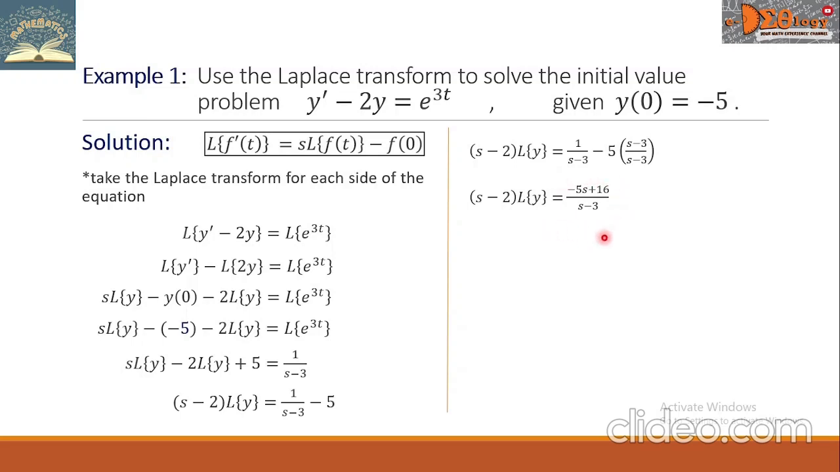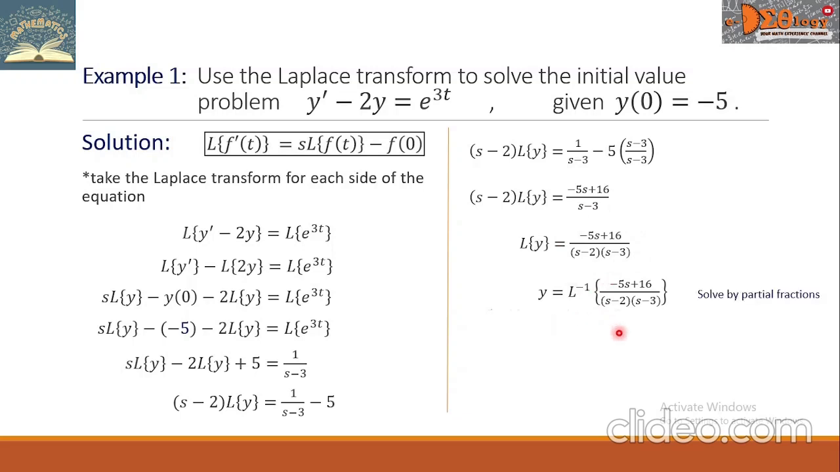Next step, we're going to isolate this L of y on the left side. We're going to multiply this equation by the quantity 1 over s minus 2. And the resulting equation is now like this. L of y equals negative 5s plus 16 all over s minus 2, which is now down here, multiplied by s minus 3. We will simply take the Laplace inverse of both sides of the equation. So the value of y is equal to the Laplace inverse of this fraction.